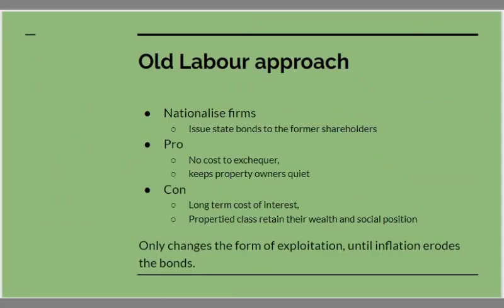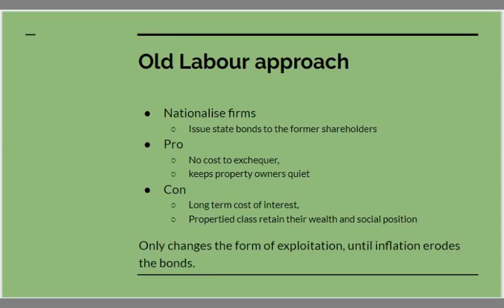Now, the old Labour approach to abolishing exploitation didn't actually focus on the forms of income. Their policy was nationalise firms in order not to have to burden the taxpayer immediately with the cost of nationalising the firms. They did this by issuing state debt, state bonds to compensate the former shareholders. The great advantage of that is there's no cost to the exchequer, and it kept the property owners quiet. The disadvantage is that there was a long-term cost of paying interest on this debt, and the property owners actually retained their wealth and social position. It only changed the form of exploitation.